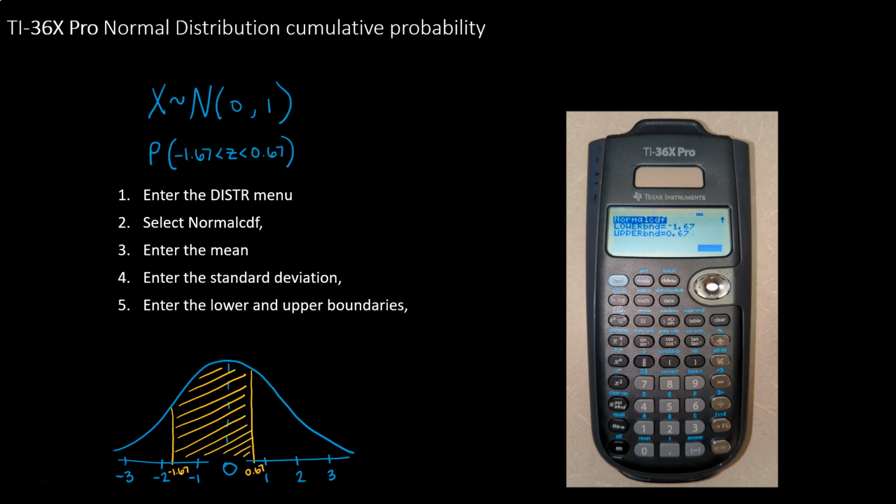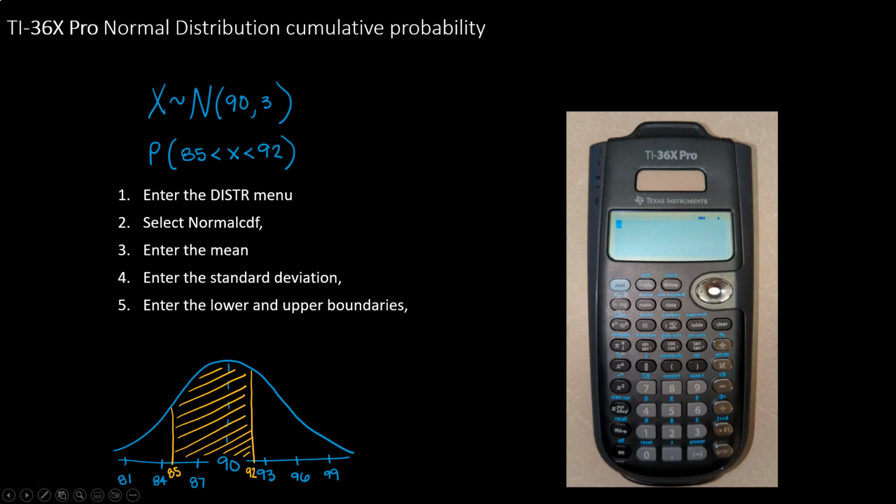That's my upper bound. So plugging those numbers in and then asking the calculator to calculate, we'll see that the area is 0.7011. And typically we only keep 4 digits after the decimal, but this calculator is providing more precision than what we would get if we used a table, for example. If I want to quit using the normal CDF function, all I need to do is go down to quit and then hit enter, or I can use the second function and quit to exit that menu.